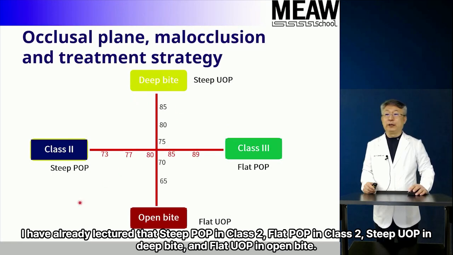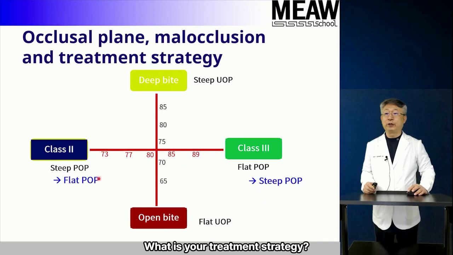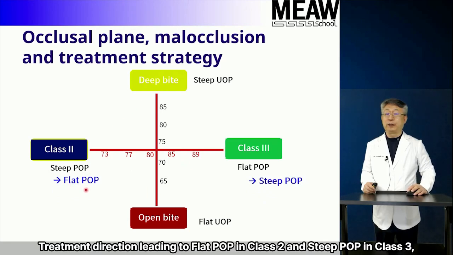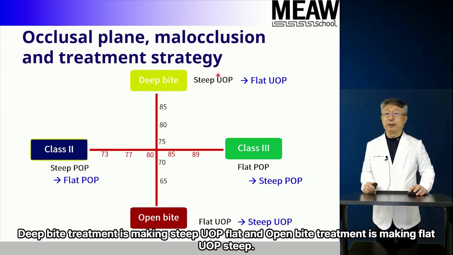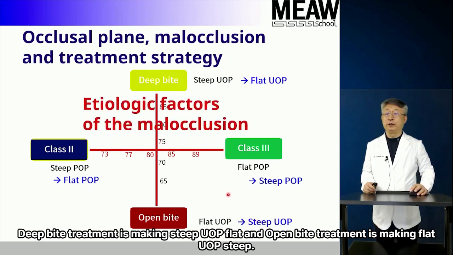I have already lectured that steep POP in Class 2, flat POP in Class 3, steep UOP in deep bite, and flat UOP in open bite. What is your treatment strategy? Treatment direction leading to flat POP in Class 2 and steep POP in Class 3. Deep bite treatment is making steep UOP flat, and open bite treatment is making flat UOP steep.